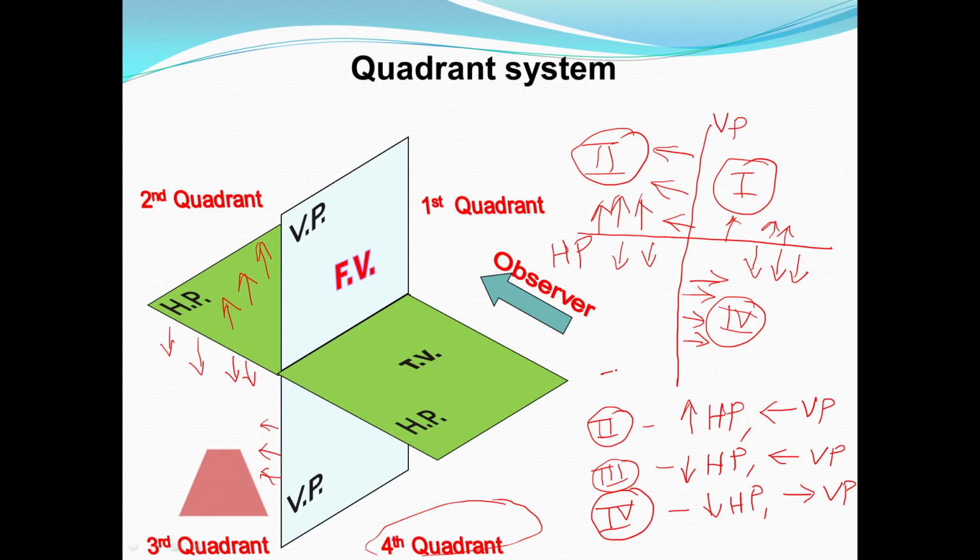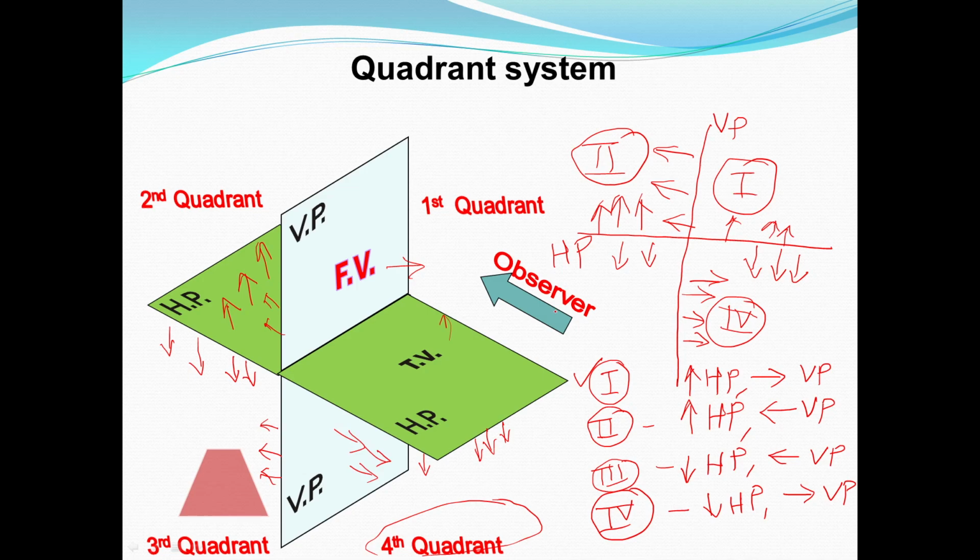Now for the first quadrant, above the HP, in front of VP. So the object is here, above the HP, in front of VP. For the second quadrant, above the HP, behind the VP. For the third quadrant, below the HP, behind the VP. For the fourth quadrant, below the HP, the downward side from the horizontal plane, in front of the VP.